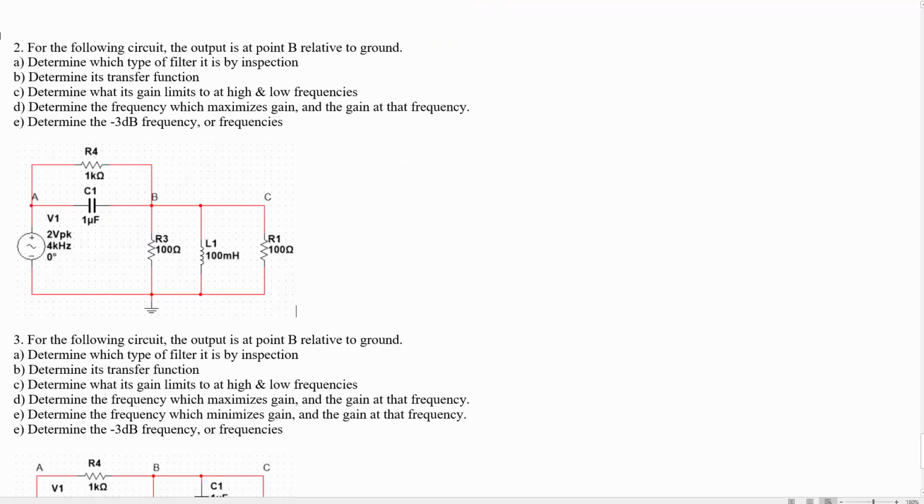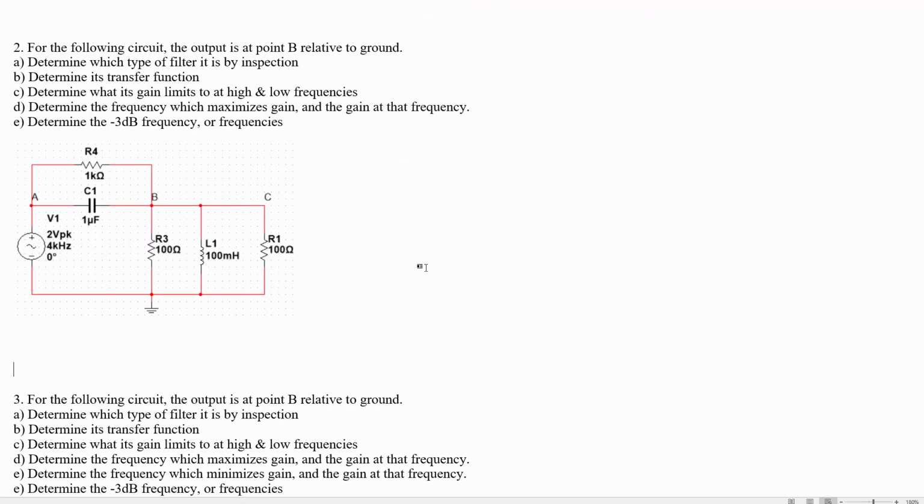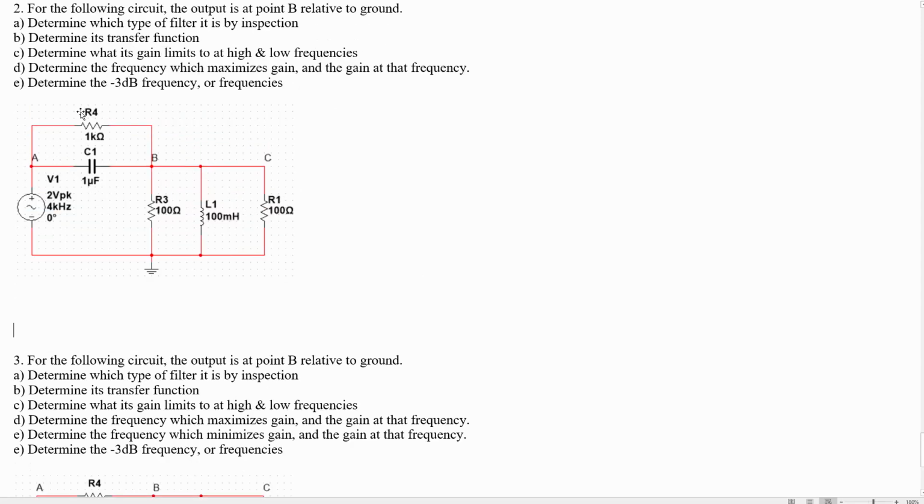Hi, we're going to be doing another one of these filter problems. So this time we're doing this one, extra problem number two. We've got a different circuit, but a similar task to what we had in the last one, with a little bit of extra stuff. Find the minus 3 dB frequency or frequencies.